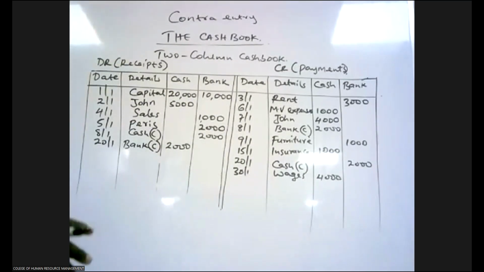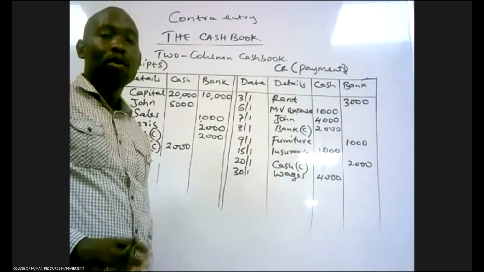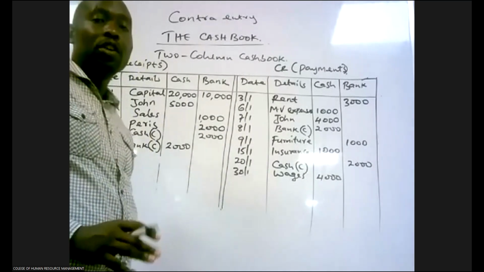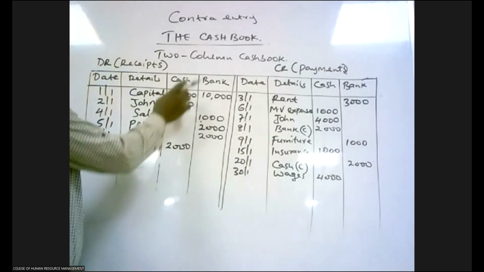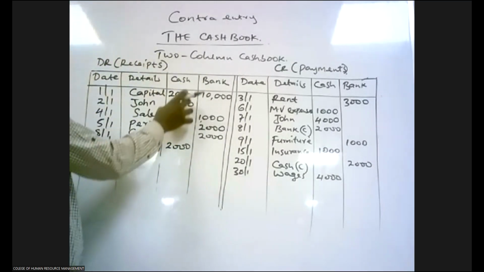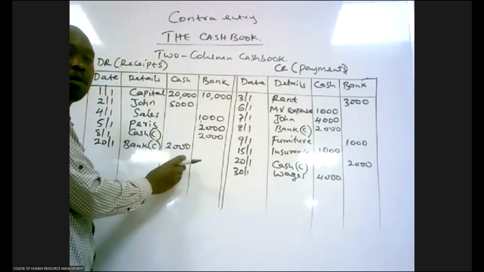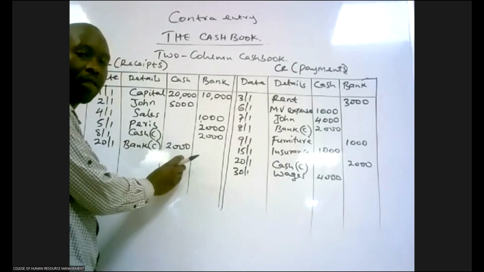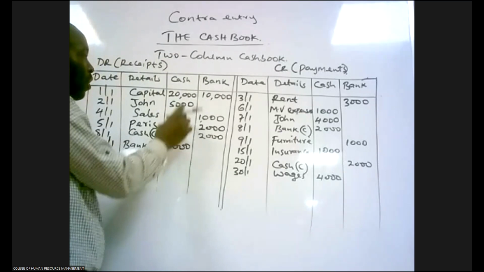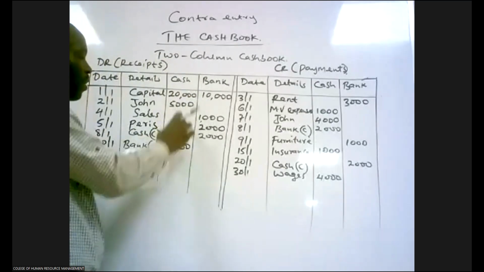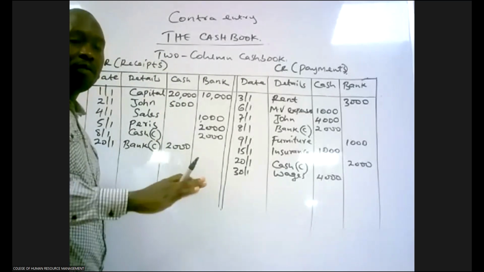Then you will be required to do the balancing. The balancing is very simple. You balance the cash separately, the bank separately. How do you do it? On the cash column on the receipt side, all this cash that we have here is the total amount of cash that the business received in that month. 20,000 plus 5,000 plus 2,000, that is 27,000, the total cash received that month.